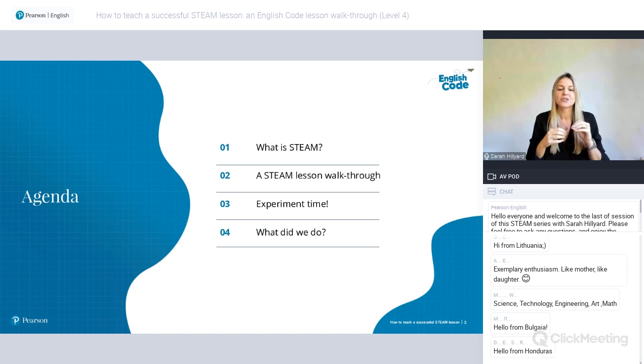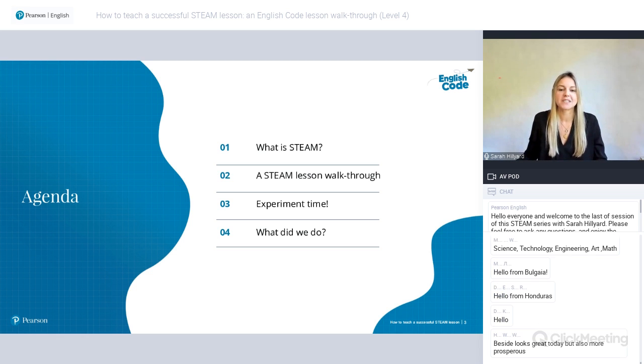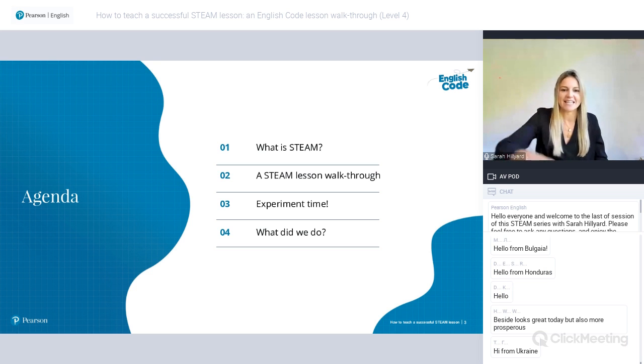I will also be asking you to do the experiment with me if you have the materials nearby. Of course, these are experiments that you can do with material that you have at home. Don't worry, it's nothing too sophisticated.